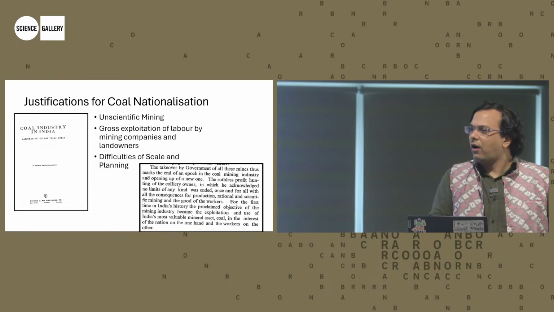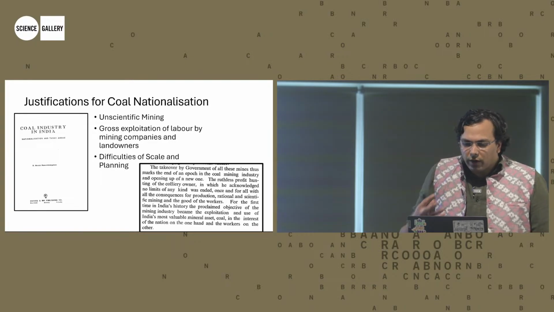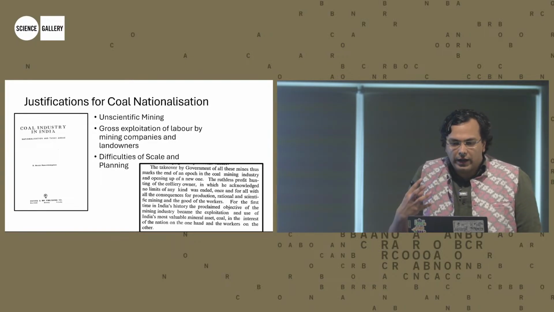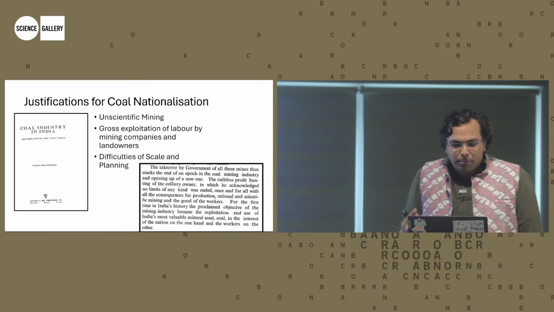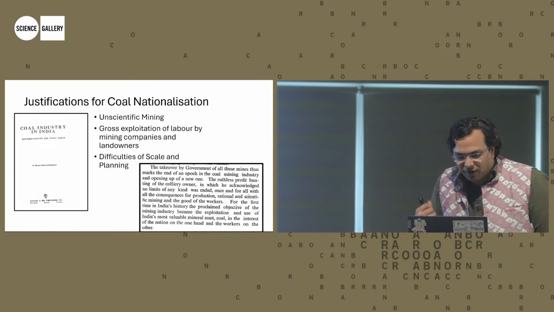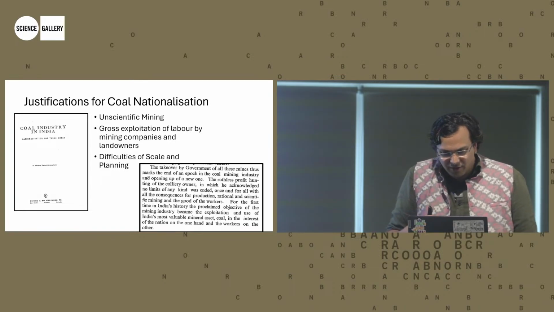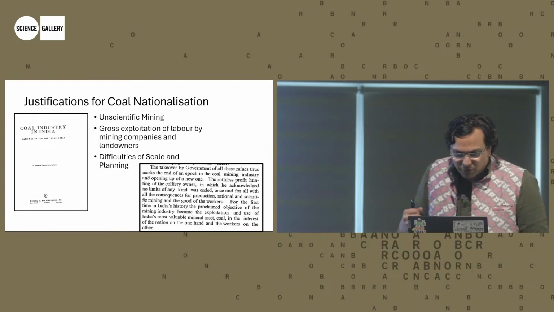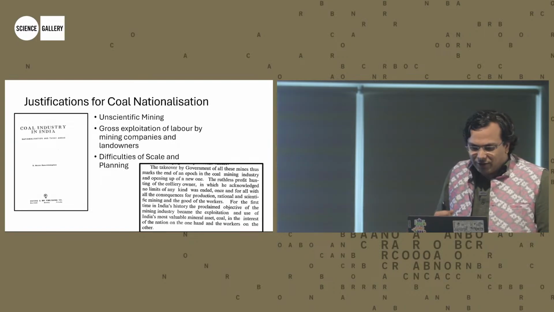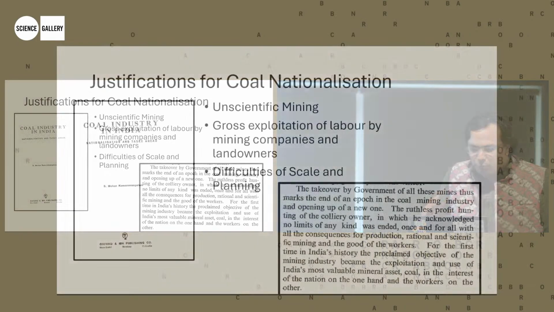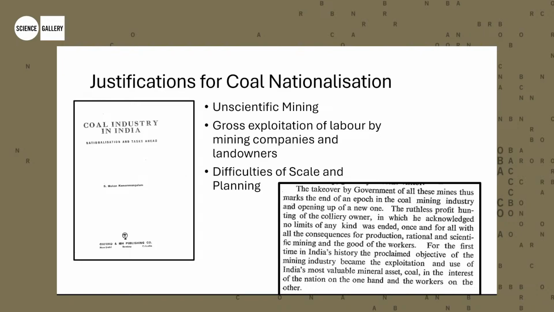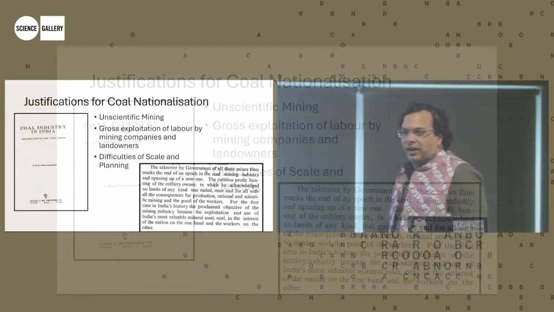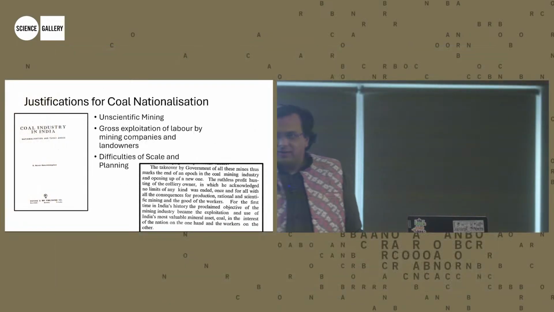And this is a particular quote from him, which I'd like to read out just because I think he's far more articulate than I am: the takeover by government of all of these mines thus marks the end of an epoch in the coal mining industry and the opening of a new one. The ruthless profit hunting of the colliery owner, in which he acknowledged no limits of any kind, was ended once and for all, with all the consequences for production, rational and scientific mining, and the good of the workers. For the first time in India's history, the proclaimed objective of the mining industry became the exploitation and use of India's most valuable mineral asset, coal, in the interest of the nation on the one hand and the workers on the other. Right? I mean, our ministers don't talk like this these days, right?